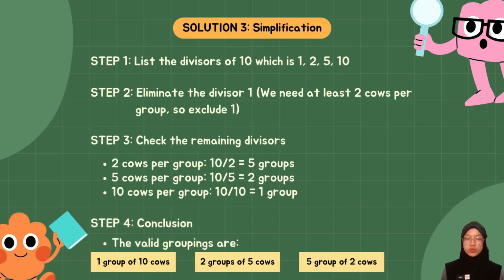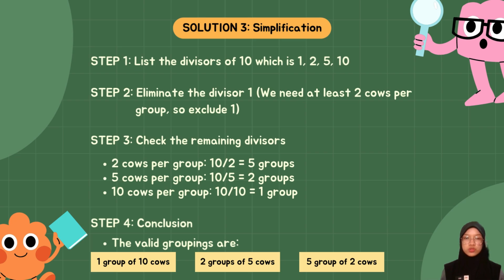Solution 3, which is simplification. Step 1, we list the divisors of 10, which is 1, 2, 5, and 10. Step 2, we eliminate the divisor 1 because we need at least 2 cows per group, so we exclude the number 1. Step 3, we check the remaining divisors.